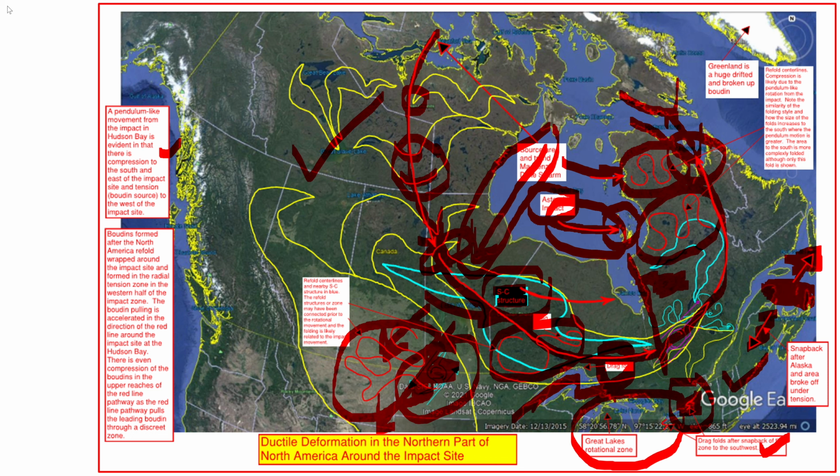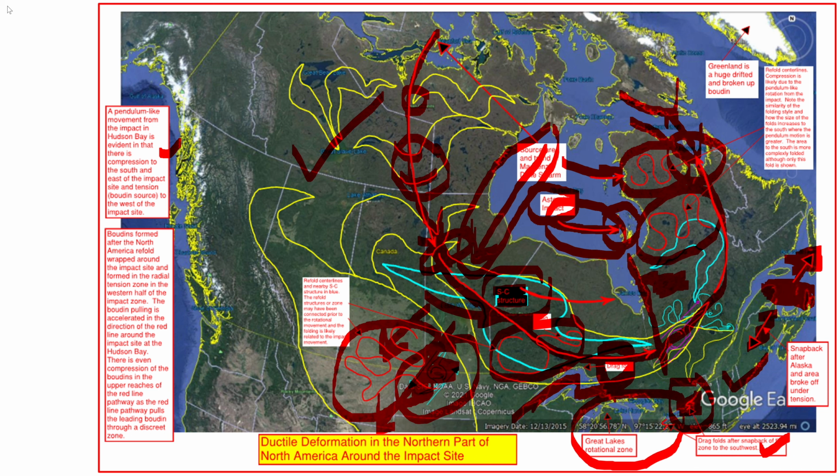Boudins formed after North America Refold wrapped around the impact site and formed in the radial tension zone in the western half of the impact zone. The Boudin pulling is accelerated in the direction of the red line around the impact site at the Hudson Bay. There is even compression of the Boudins in the upper reaches of the red line pathway as the red line pathway pulls the leading Boudin through the discrete zone.